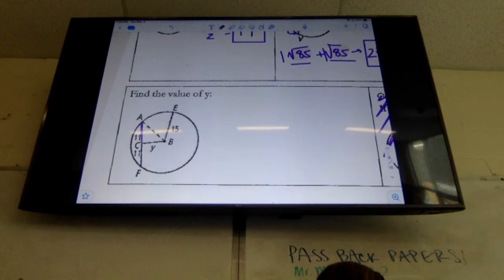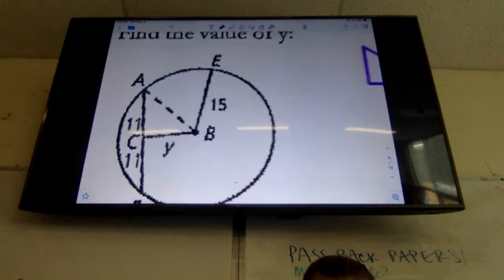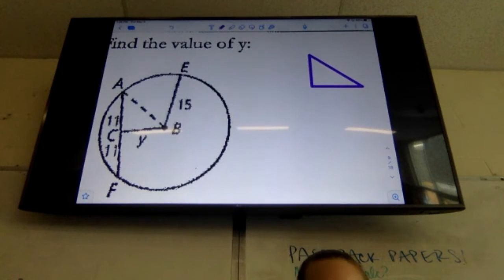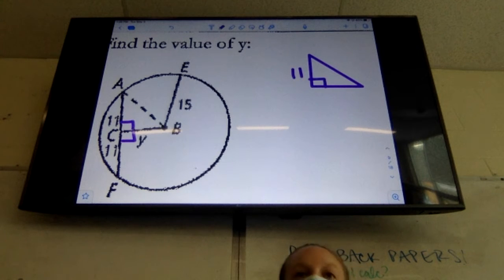So I've got a little triangle here. What do I know? What can I do to label my picture a little bit better? I know the 11, so I'm going to bring that over here. And then you know that there's a 90-degree angle. Why is there a 90-degree angle here? And then thus I can put it on my triangle. Tangent. Nope, but tangent does often have a right angle. So I love the thought process.